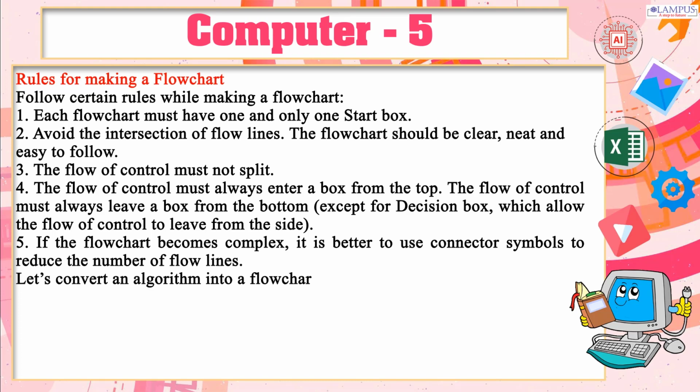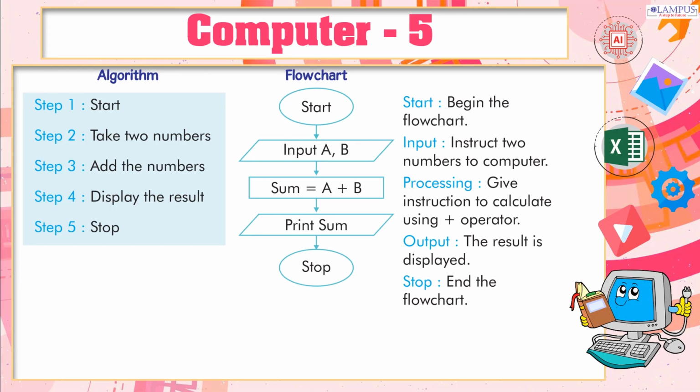Let's convert an algorithm into a flowchart for adding two numbers. Algorithm. Step 1. Start. Step 2. Take two numbers. Step 3. Add the numbers. Step 4. Display the result. Step 5. Stop. Flowchart. Start.